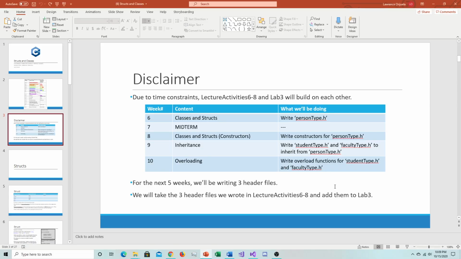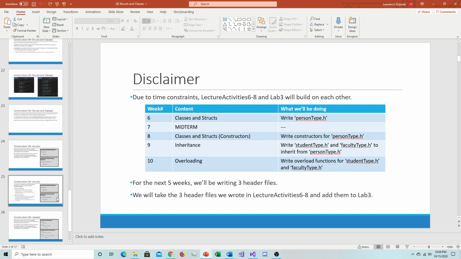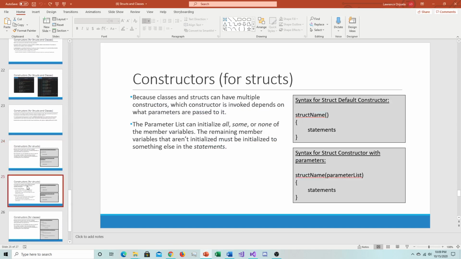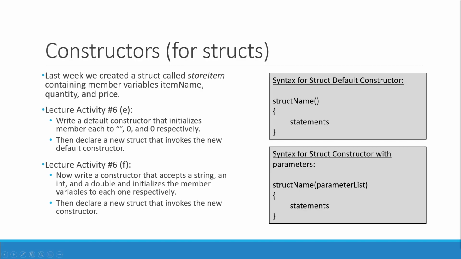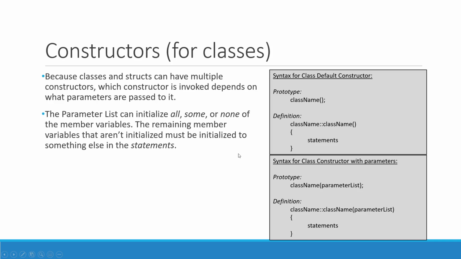Okay, but we're ready to do the next part of the lecture activity. These we already did. Let's do this. Okay, so this is the same text that I wrote last time for the structs, but here's the syntax for the class default constructor and the syntax for the class constructor with parameters. As you can see, just like for the structs, they're the exact same thing, except we have a parameter list involved, right?